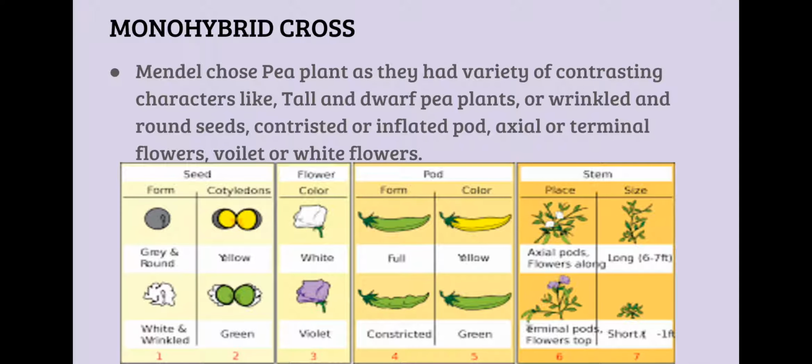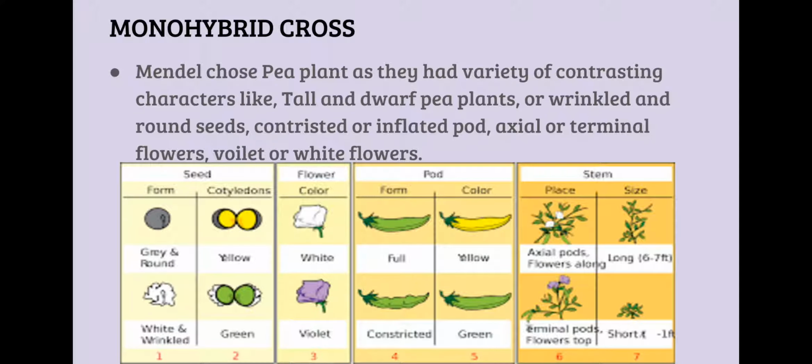Mendel chose pea plants because of a variety of reasons. Pea plants have a small life cycle. They are bisexual and can be self fertilized or cross fertilized in a controlled manner. They can also produce a lot of seeds. But most of all, he chose pea plants as they had a variety of contrasting characters from stem, pod, seed, and flower.